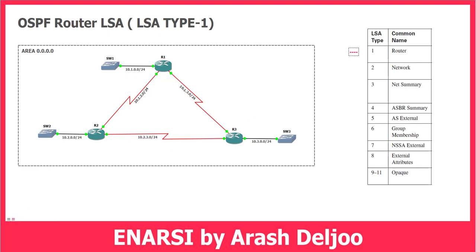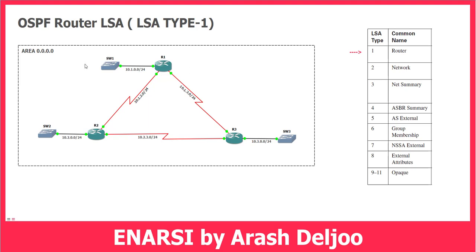We call it the router LSA. Let me say that each LSA has a type and a name. You can say LSA type 1 or you can say router LSA. Both of them are the same, okay? Or you can say LSA type 2 or network LSA, LSA type 3 or summary LSA, or network summary LSA. You will learn about them, don't worry.